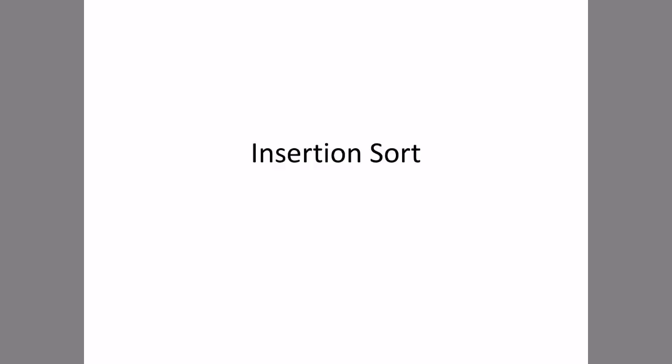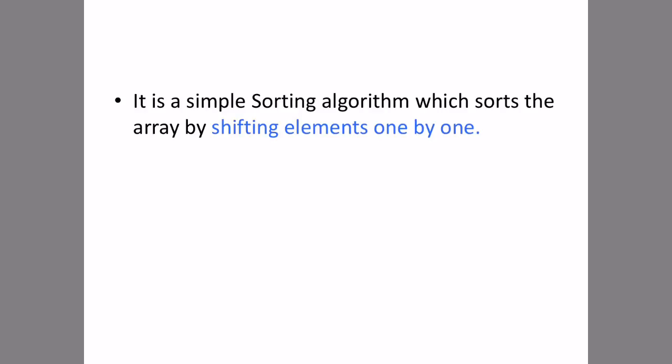To start with insertion sort, let's look at its definition first. What does the definition say? It is a simple sorting algorithm which sorts the array by shifting elements one by one. If you notice in the definition, it says it sorts the array, that is a given set of elements, by shifting the elements one by one. That is, we move the elements in the position towards the right hand side.